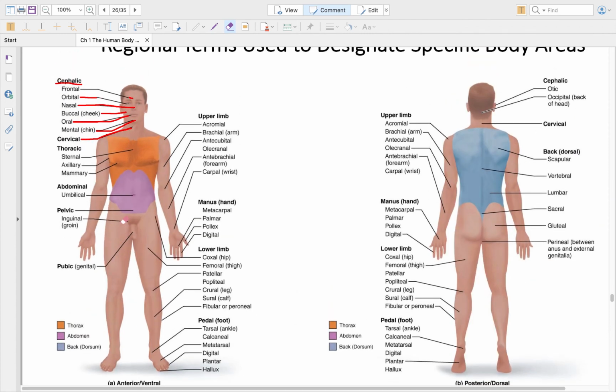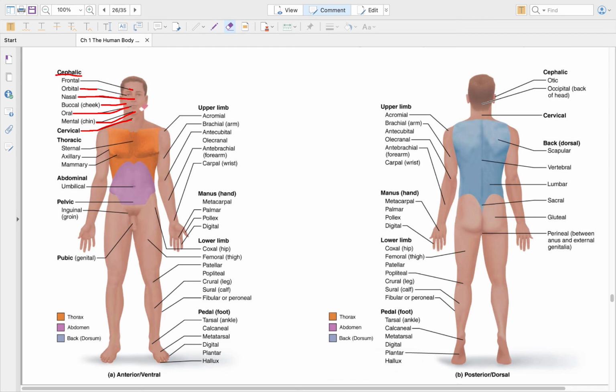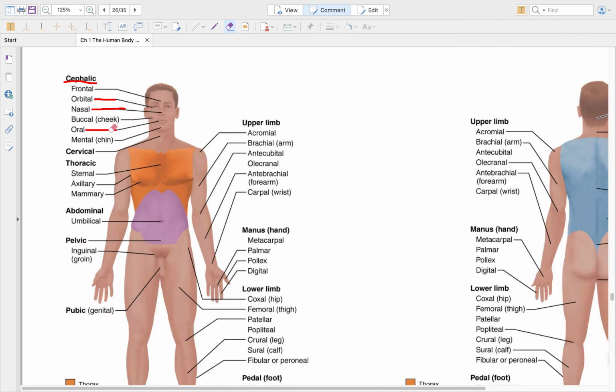Okay. Now notice this is the anterior/ventral view. I'm going to erase some of this here and just get it out of the way because it's a little messy. Okay, so let's go ahead and start with the appendicular upper region. So that's going to be the arms, clearly the upper limb. Okay, upper limb.